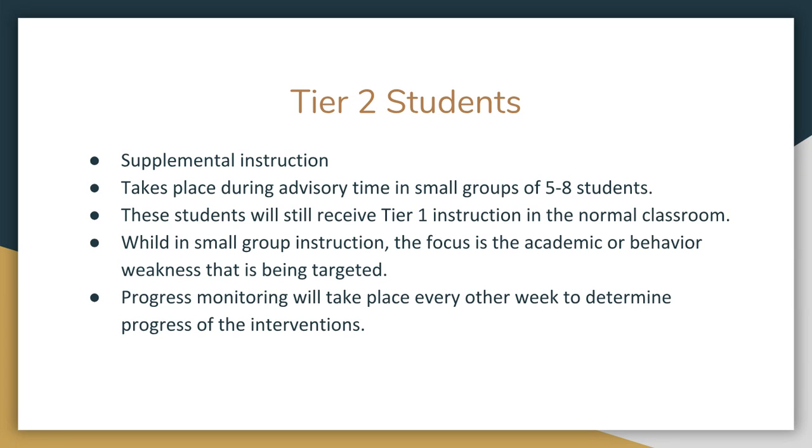When we focus on Tier 2 students, these are your students who need supplemental instruction. This instruction takes place during an advisory time in small groups of 5 to 8 students. These students will receive Tier 1 instruction in the normal classroom also. While in small group instruction, they will focus on academics or behavior weaknesses that are being targeted at that time. They will also be progress monitored by taking a FastBridge assessment every other week to determine the progress of the interventions that are being used and determine if any new interventions need to be added.